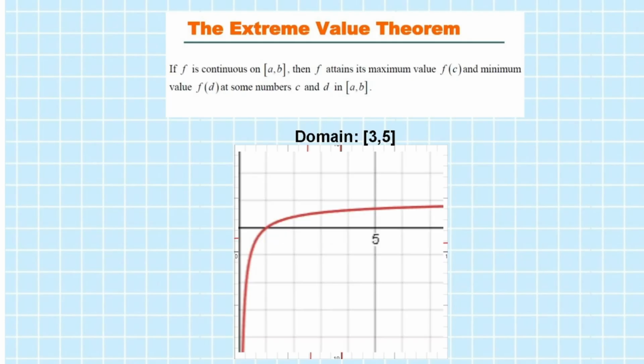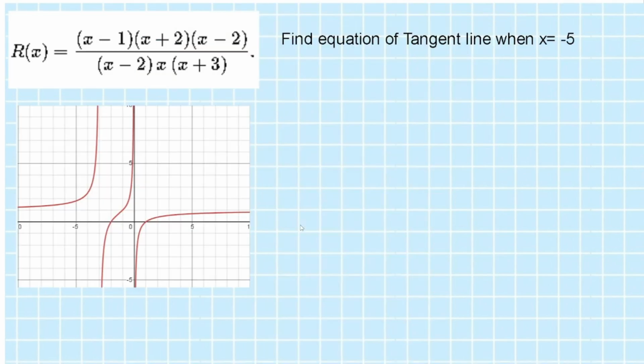And let's just use this example over here. If we use the domain 3 comma 5, we see that it's continuous, so there has to be a maximum and minimum. The minimum would be f of 3, and the maximum would be f of 5. No, it doesn't have to be the two endpoints. It could be somewhere in the middle as well. That's just how it ended up in this example.